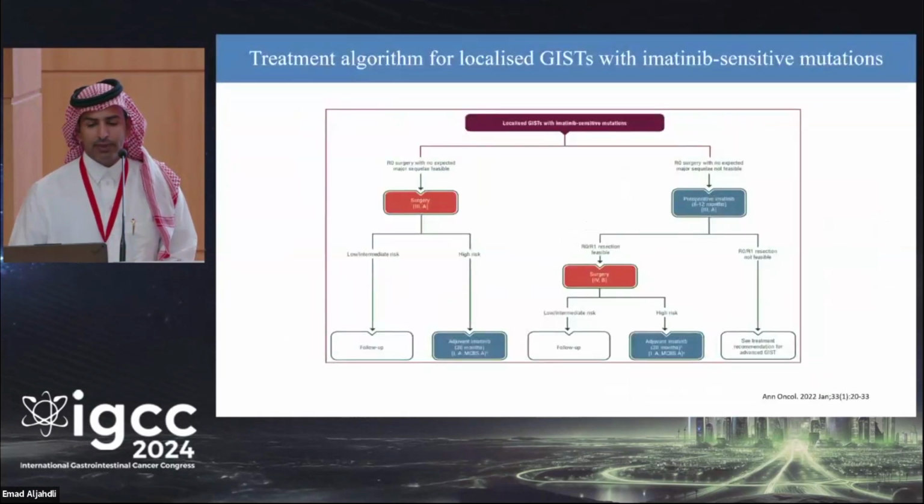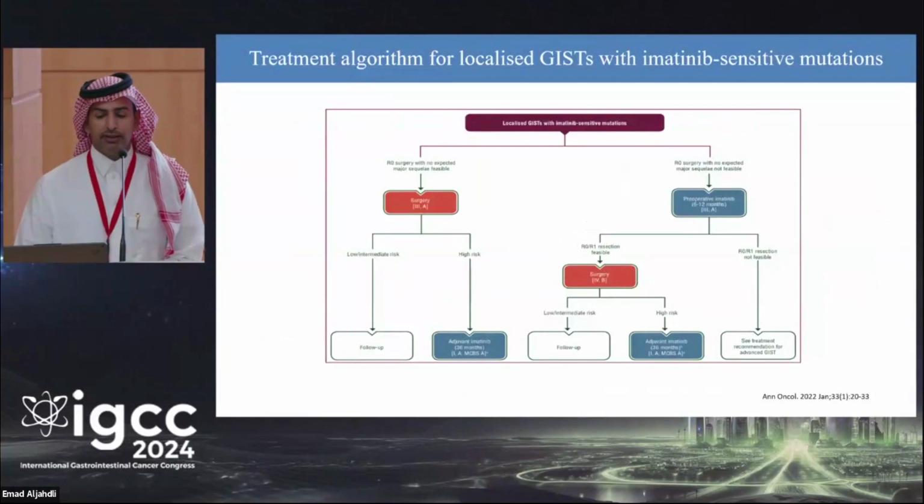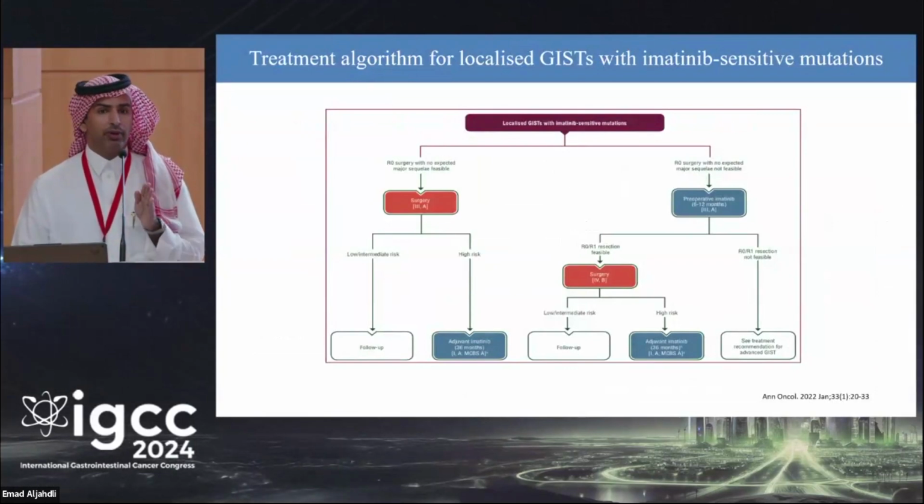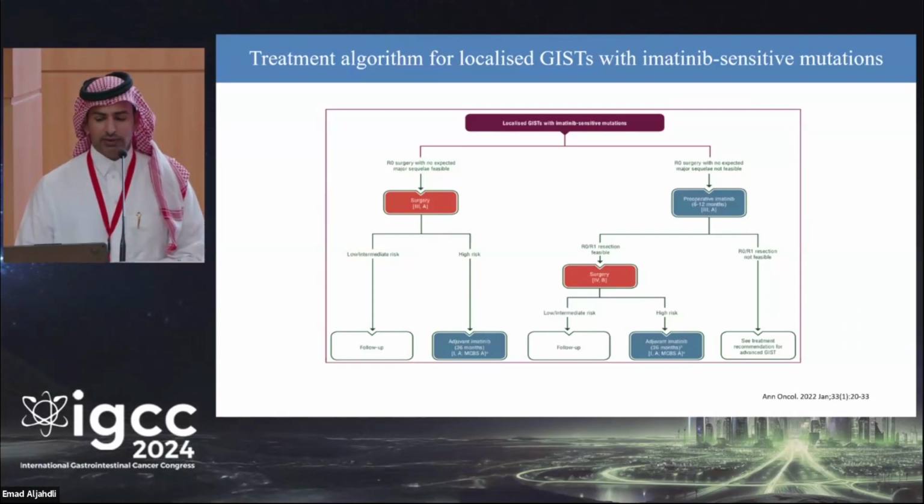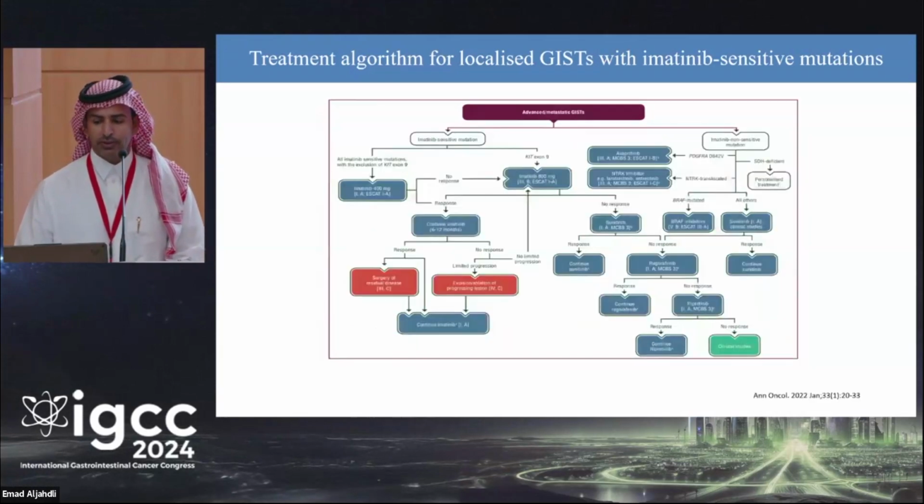The guideline from ESMO, basically, you want to check if it's responsive to imatinib. If you are sure of R0 resection with no higher risk features, you can remove the lesion and follow them up later with surveillance. But if they have higher risk features, you have to offer them adjuvant therapy for 36 months. If they have higher risk features or an unfavorable location, you have to offer them preoperative therapy to reduce the size, and then you offer them surgery.